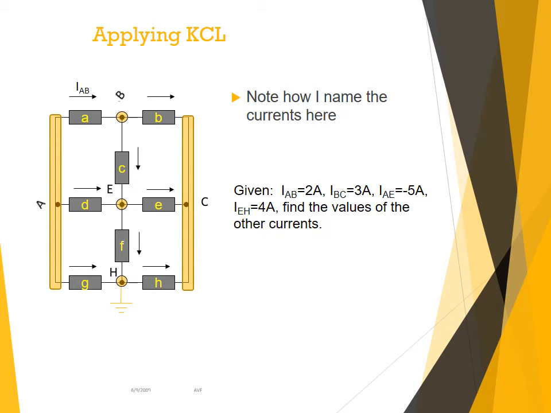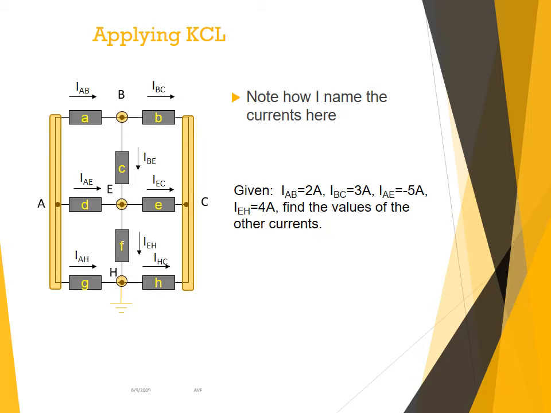I will name the current that is flowing from node A to node B, IAB. And you'll notice that the notation not only gives me the relationship where the current is flowing, but it also tells me in which direction it is flowing. It's flowing from A to B. If I wanted the current flowing from B to A, I would have named it IBA. Then I have IBC from B to C, IAE, the current flowing from A to E, IEC, IAH, IEH, and IHC, and then last but not least, IBE.